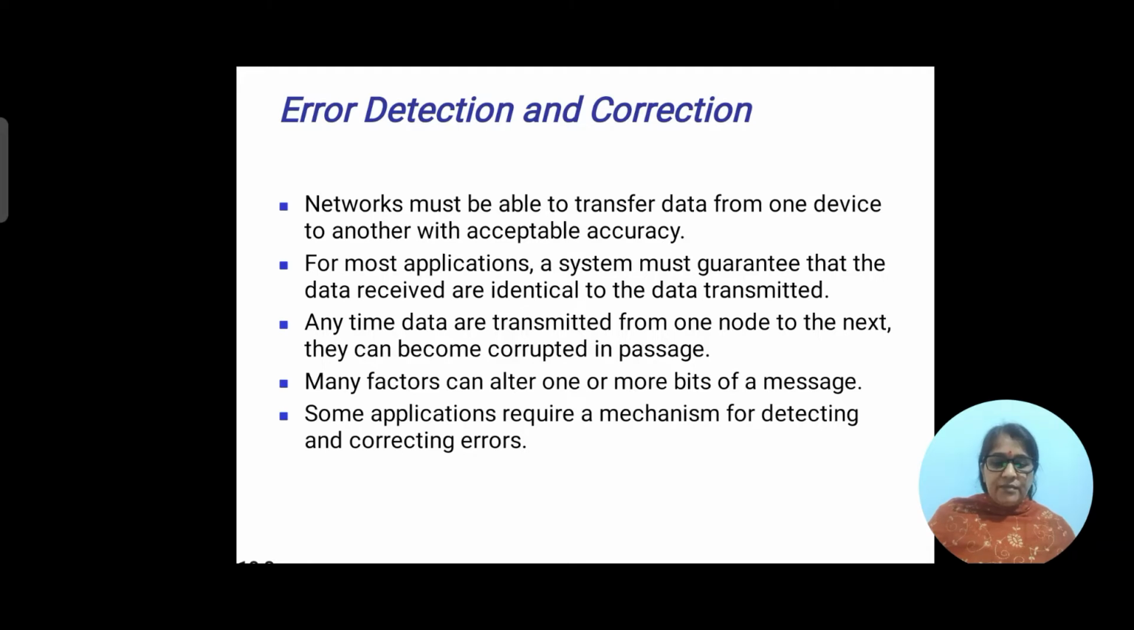So, a network must be able to transfer data from one device to another with acceptable accuracy. For most applications, a system must guarantee that the data received are identical to the data transmitted. Anytime data are transmitted from one node to the next, they can become corrupted in passage. Many factors can alter one or more bits of a message. Some applications require a mechanism for detecting and correcting errors.